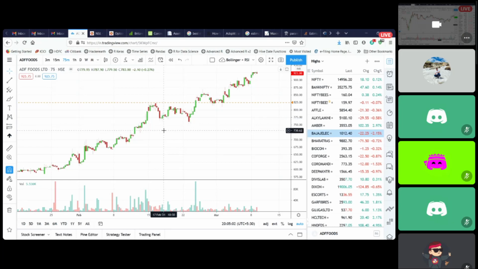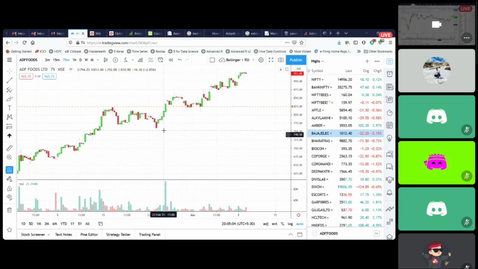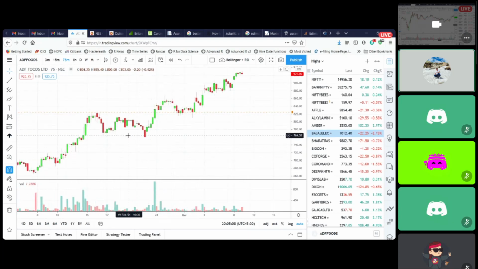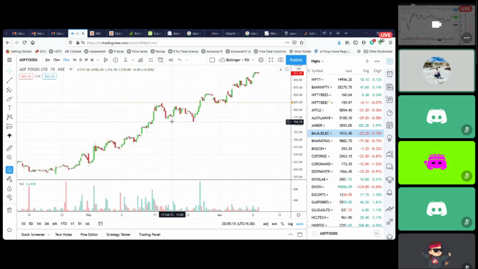I just saw someone say it went to 798 and my stop loss got hit. So, what would you have taken as a stop loss at 820? Below 760. Below 760. Below this. So this was the immediate swing bottom that you can see here. So your stop loss has to be below this.